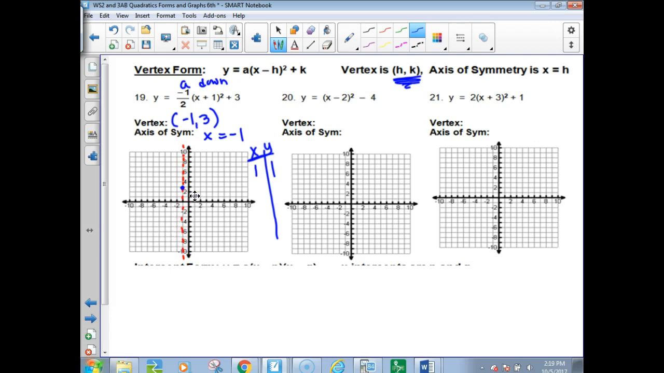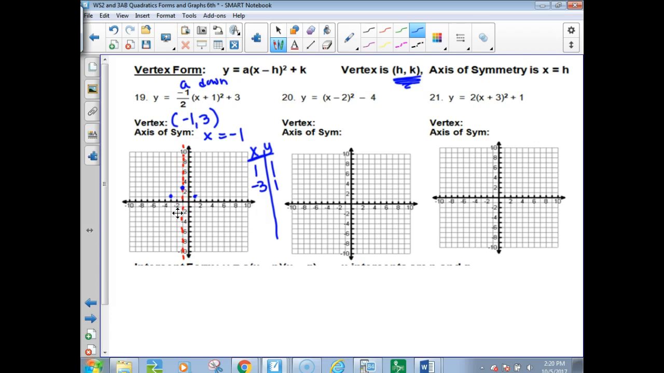Now, (1, 1) was a point. What would be the matching point over here, giving it symmetry across the axis of symmetry? It's 2 away, right? I'm going to go 2 left, and say (-3, 1). And I didn't even have to plug it in.